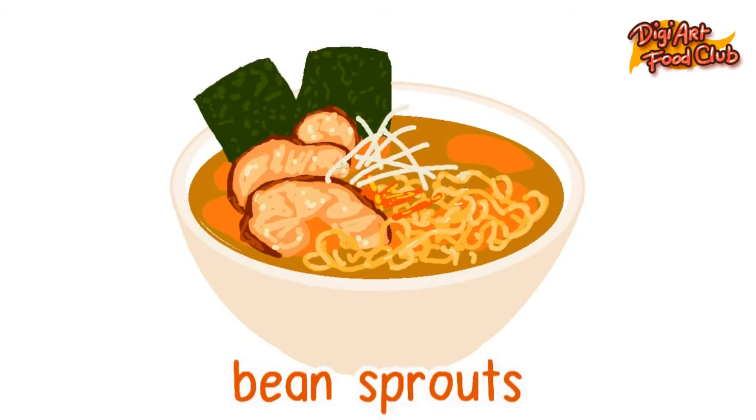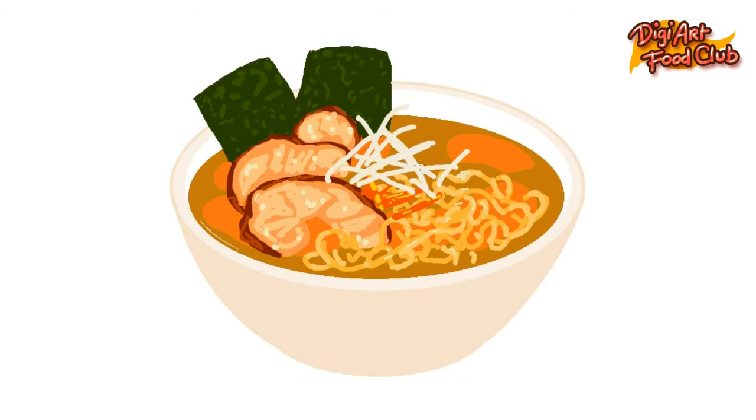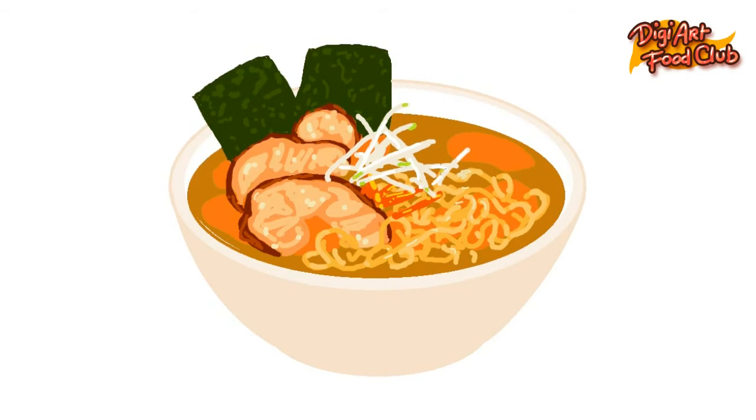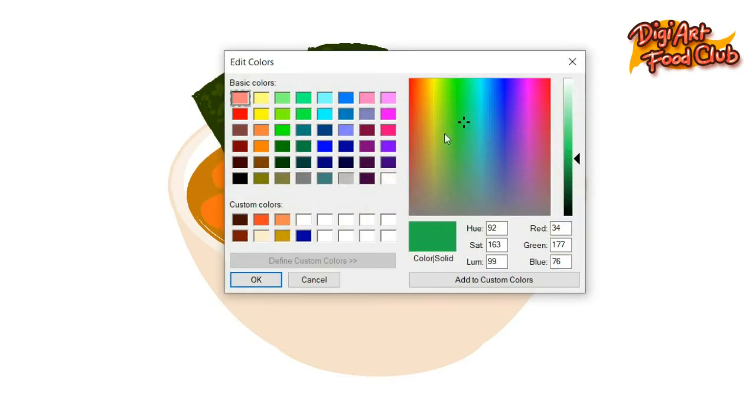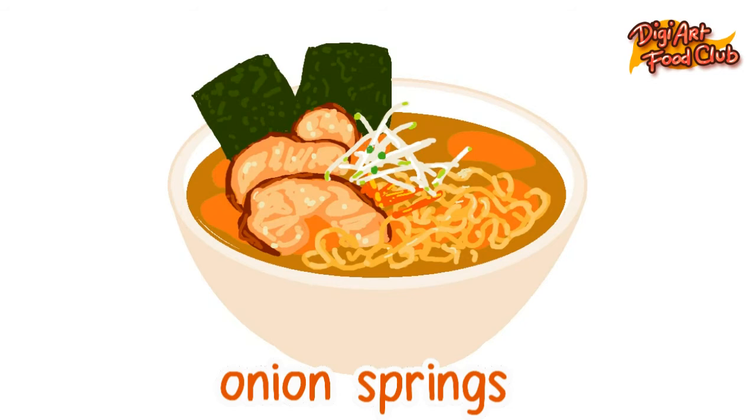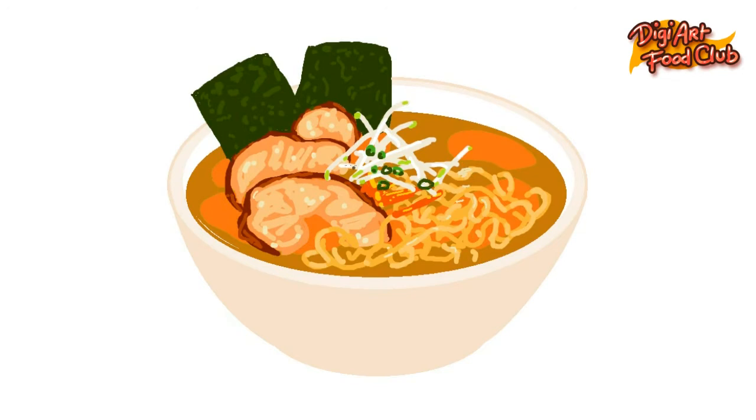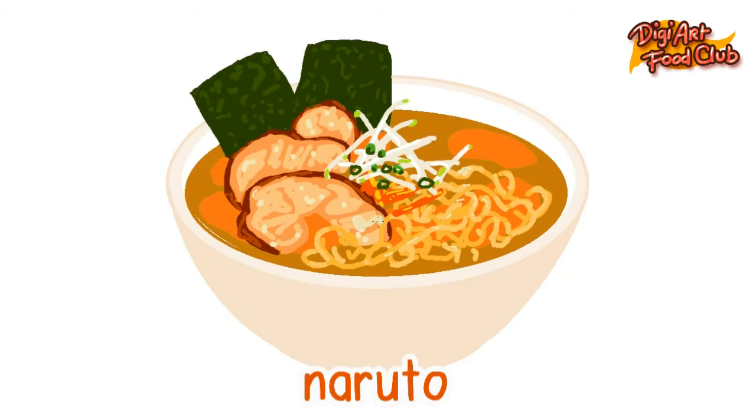And then bean sprouts, a few off-white lines and a light green at one end of each line will do it. And then we add some spring onions. I made small ovals with different shades of green. Then a naruto, a fish surimi or meat paste, popular in Japan.